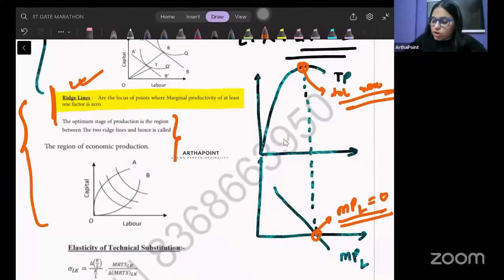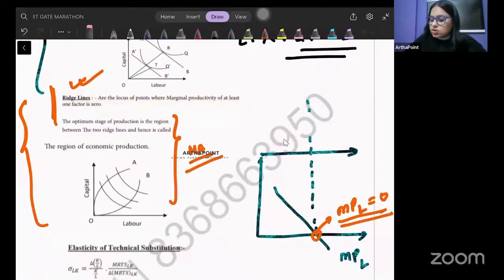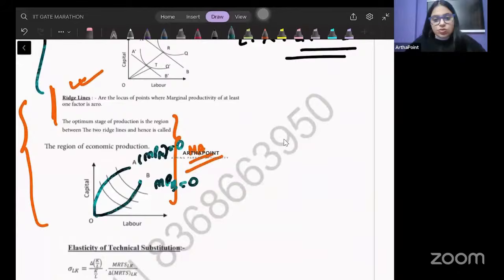Now, this is something you will do as part of your master's program. I have just plugged this in. This is not taught at bachelor's level, but suppose there is a small MCQ on this, you should just remember that the optimum stage of production is always between the two ridge lines. I draw a ridge line representing marginal product of input A as 0, representing marginal product of input B as 0. Only what is between these two lines will be my optimal region of production.